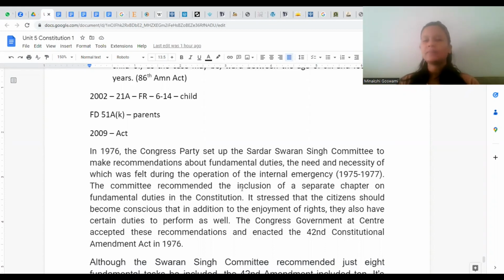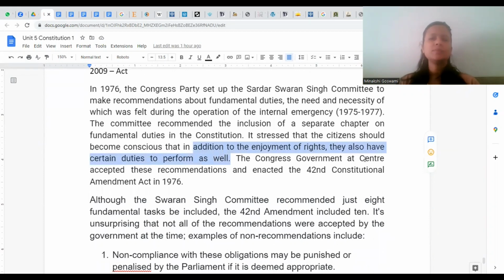This committee recommended the inclusion of a separate chapter on fundamental duties in the Constitution. As a separate chapter, we need to add it. It also said that citizens should become conscious that in addition to enjoyment of the rights that are guaranteed to us, we also have some duties that we need to perform. So the Congress government at the center accepted these recommendations and enacted the 42nd Constitutional Amendment Act.